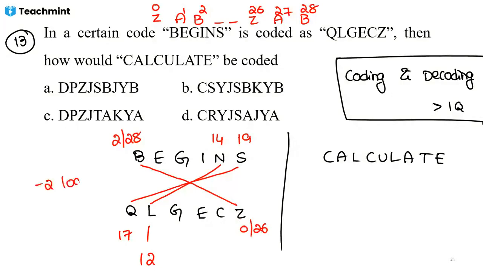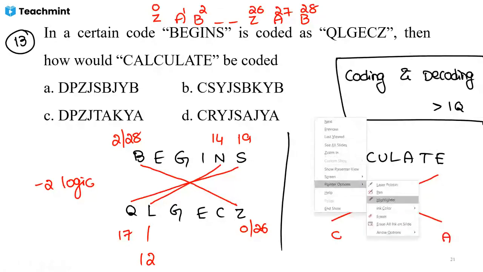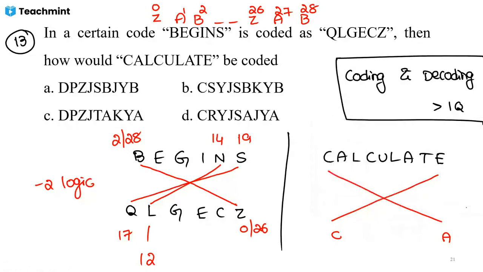So guys, they are subtracting 2. So E minus 2 is C. C minus 2 is A. First letter should be C. Last letter must be A. Minus 2 logic. So we'll get option D here for this question. Right. So the next one.